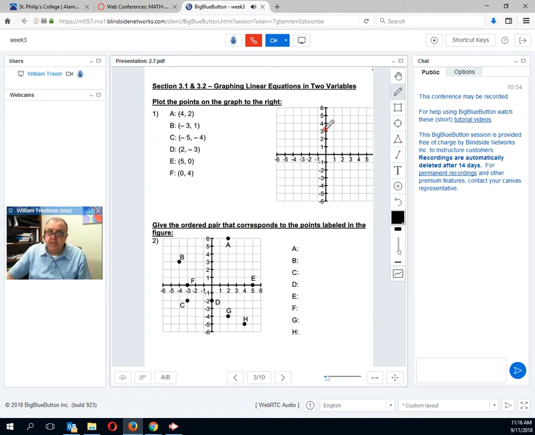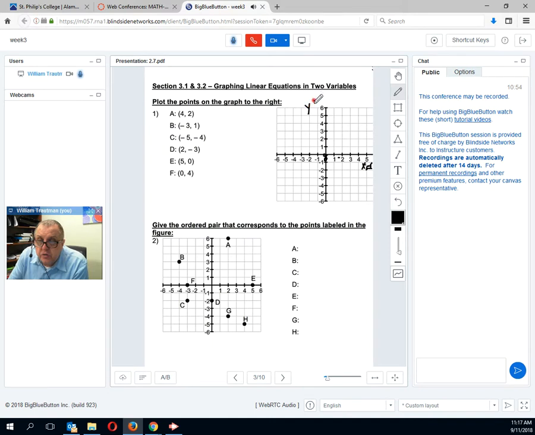Let's plot a couple of points. This little point right here is called the origin. This is the x-axis, the horizontal line here, all our x numbers. By the way, this first one here is 0, 1, 2, 3, 4. On the left-hand side of 0 is negative: -1, -2.